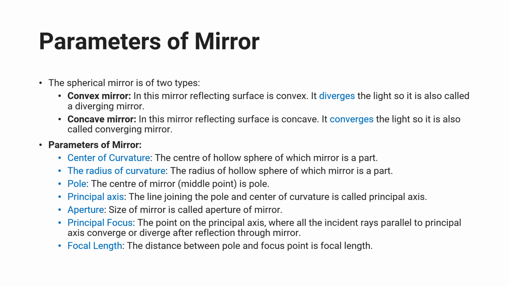Principal focus. The point on the principal axis where all the incident rays parallel to the principal axis converge or diverge after reflection through the mirror. Focal length. The distance between the pole and the focus point is called focal length.